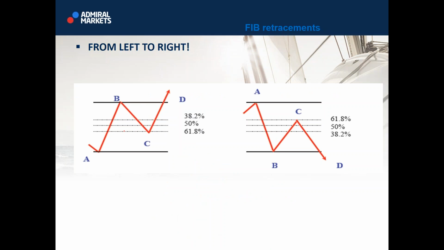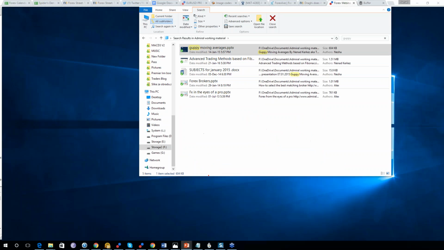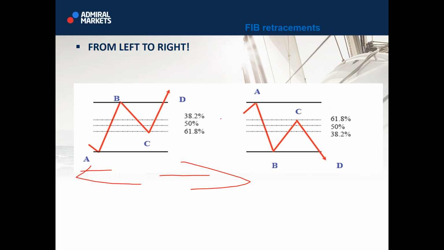Bradley is asking, so for uptrend bottom to top and downtrend top to bottom? Yes. Okay, from left to right. This is your left, this is your right. In an uptrend, from the bottom to the top, you will see these Fibonacci numbers. Of course, you need to add 78.6, Bradley, and 88.6, because 78.6 and 88.6 cannot be found on MT4 by default. You need to add them manually. Don't forget it.